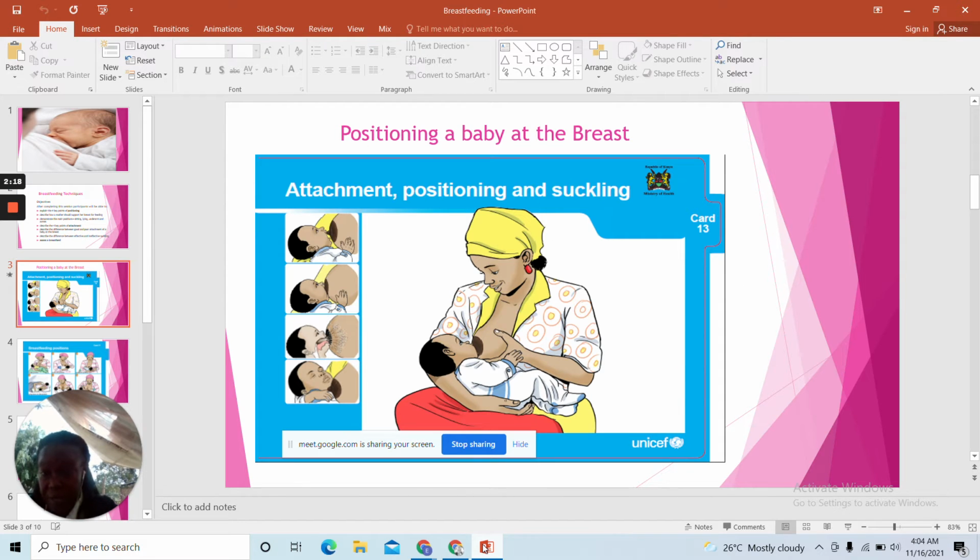When we look at the next slide, we have a picture showing us the attachment, the positioning, and the suckling. Who can tell me what you can see in this picture? Can I have 1 or 2 people?